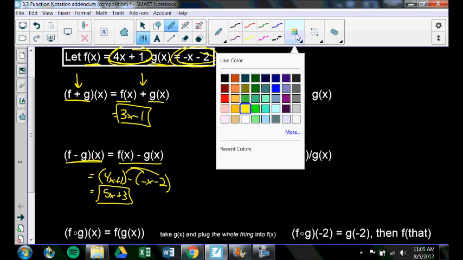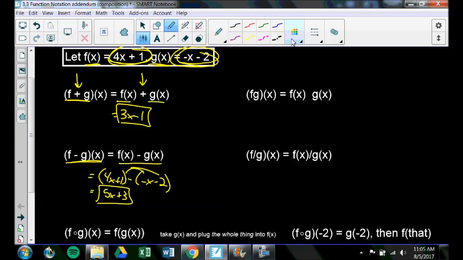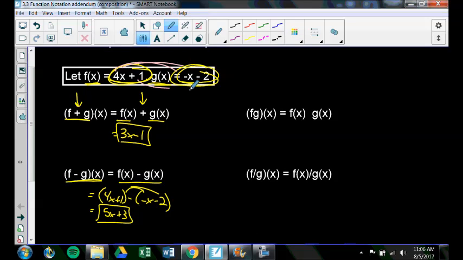I can also multiply them, which will require distribution, or foiling as you often think of it. I'm doing this. So 4x times -x, well, I'll write this out first. 4x plus 1 times -x minus 2. Negative 4x squared minus 8x minus x minus 2. So it's negative 4x squared minus 9x minus 2.